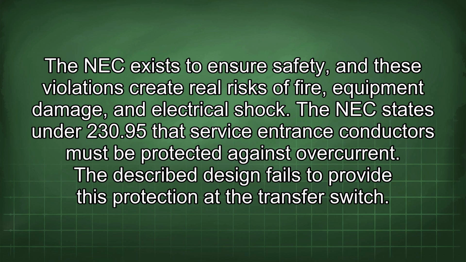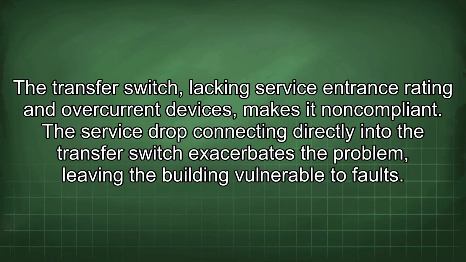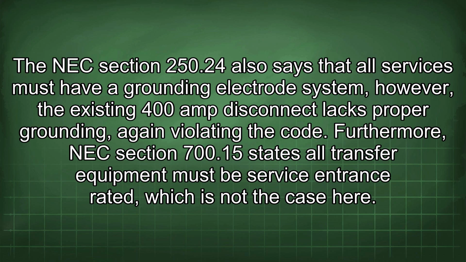The described design fails to provide this protection at the transfer switch. The transfer switch, lacking service entrance rating and overcurrent devices, makes it non-compliant. The service drop connecting directly into the transfer switch exacerbates the problem, leaving the building vulnerable to faults. The NEC Section 250.24 also says that all services must have a grounding electrode system. However, the existing 400 amp disconnect lacks proper grounding, again violating the code.